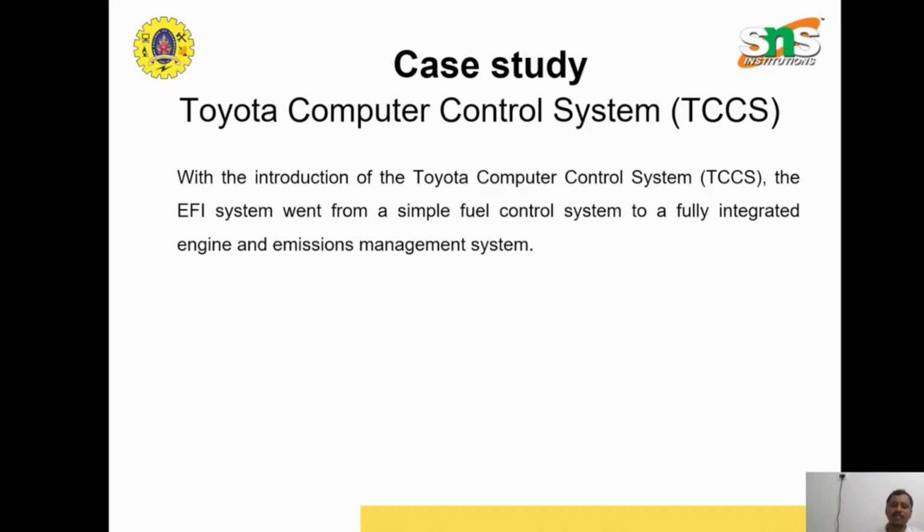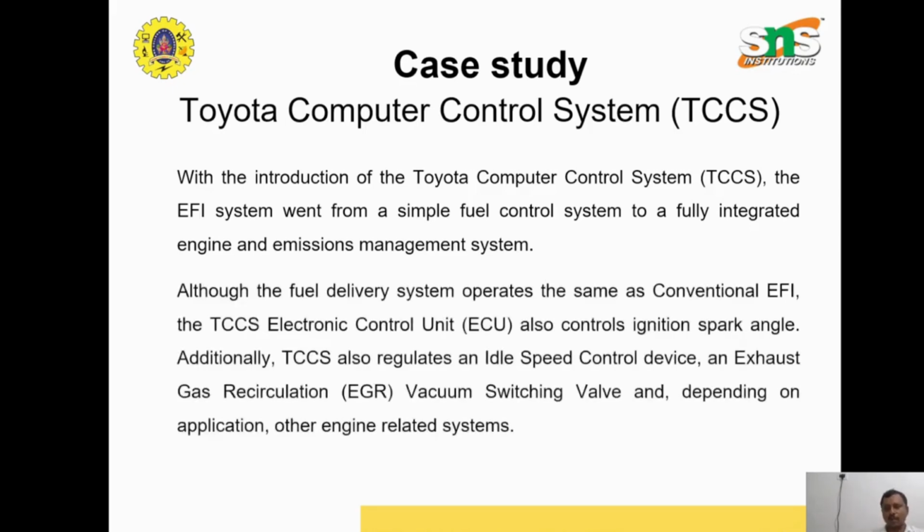It gets input from the emission management system, such as the amount of unburned fuel present in the exhaust, the amount of hydrocarbons, the amount of nitrogen oxide, or the contaminants or gases that are present in the emission. According to the emission gases, the oxygen sensor feeds input to the EFI, that is electronic fuel injection, which adjusts the fuel mixture ratio so that the fuel system is very efficient compared to the traditional way. Although the fuel system operates the same as a conventional EFI system, the modern TCCS, that is the Toyota Computer Control System, also controls ignition spark angle.